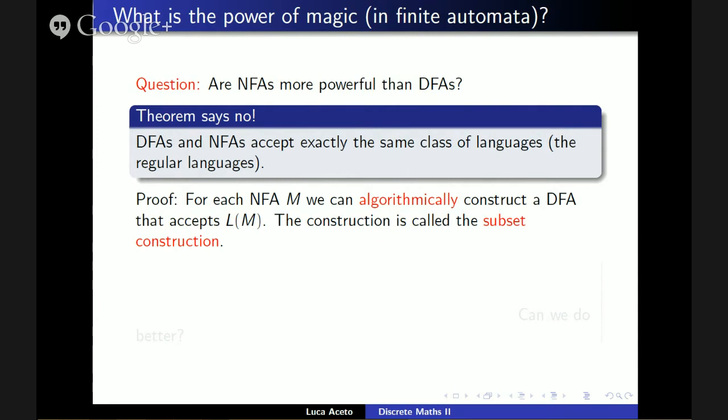In other words, every time you have a language that can be accepted by a DFA, there is an NFA that can accept it. Every time you have an NFA, there is an equivalent DFA that accepts the same language accepted by the NFA that you started from.